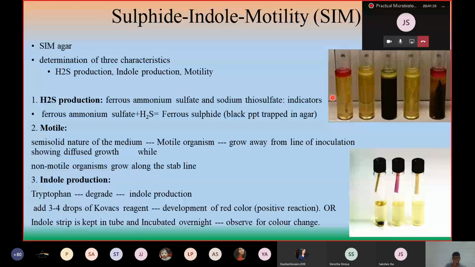Indole production, I told you earlier also. This is the test for the enzyme tryptophanase. If the organism is producing tryptophanase, it will be able to split or degrade tryptophan, leading to indole production. Indole is detected by use of Kovacs reagent. As you see here in the picture, the organism having the tryptophanase enzyme turns the Kovacs reagent pink in color. Those which are not able to utilize tryptophan, or do not have the enzyme, show no change, and we say it is indole negative; otherwise indole positive.